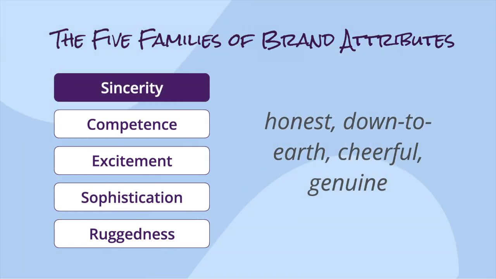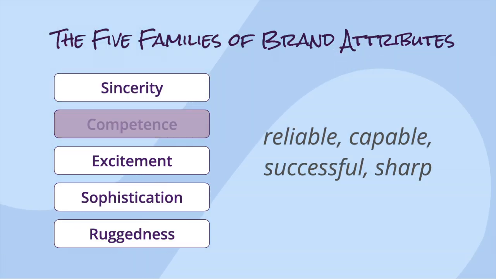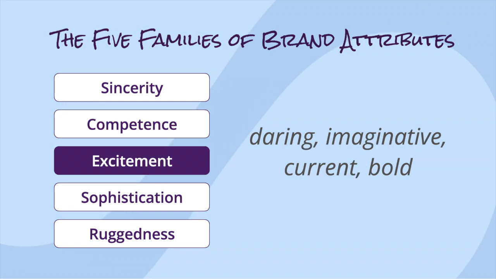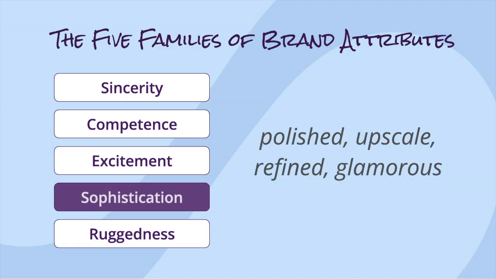Here are some examples for each. Now, note that these are just examples. You are free to pull from the entire English language or whatever language you're using. For sincerity, we've got examples like honest, down to earth, cheerful, genuine. For competence, we've got reliable, capable, successful, sharp. Excitement brings things like daring, imaginative, current, and bold.